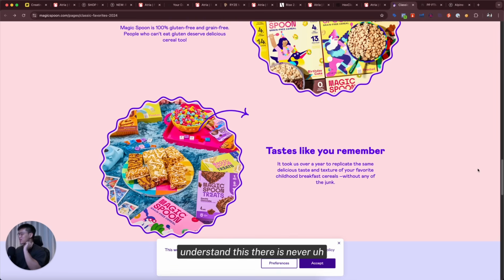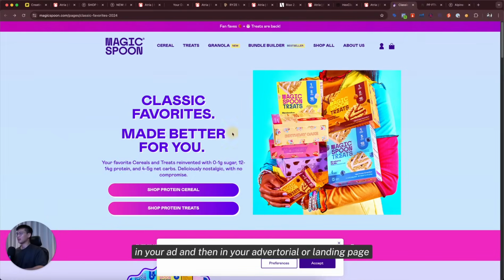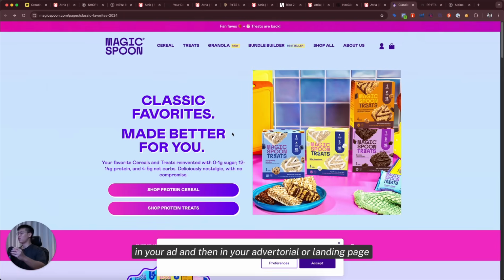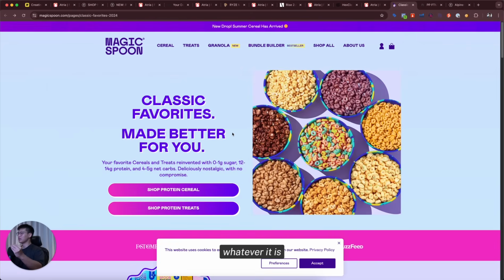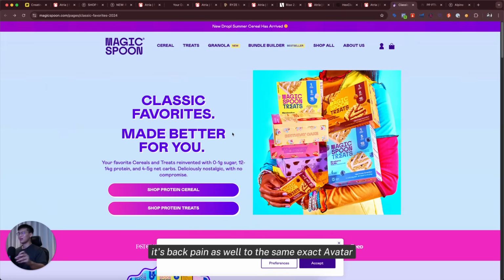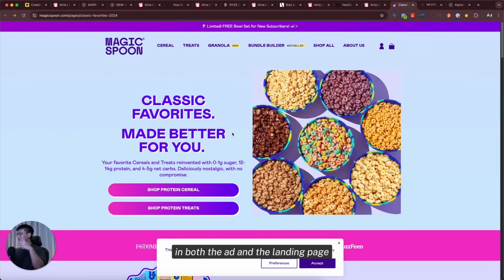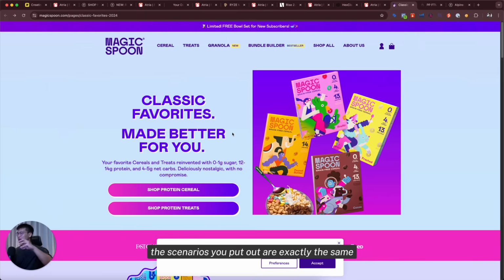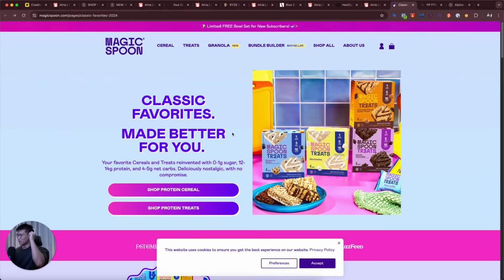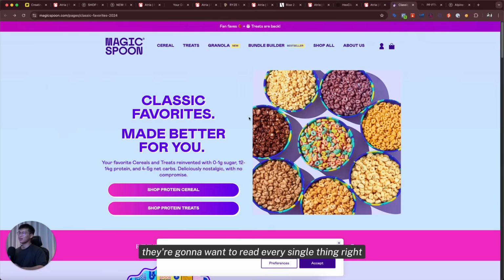Understand this. There is never too long, only too boring. If you targeted back pain in your ad and then in your advertorial or landing page, whatever it is, it's back pain as well to the same exact avatar. They can identify themselves in both the ad and the landing page. The scenarios you put out are exactly the same. They go through day to day. They're going to want to read every single thing, right?